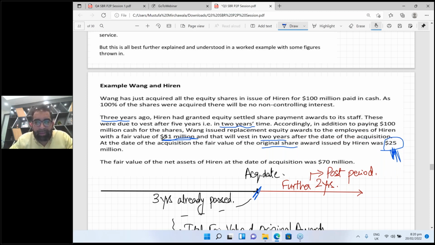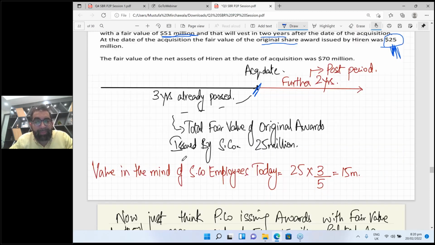Come on, check it. See, I've used some different wordings. Total fair value of the original awards issued by S company is 25 million. I was using the word responsibility on the shoulders of S company. Now I've used a different word: value in the mind of S company employees today. S company's employees were expecting this 25 into 3 upon 5. This is 15. So this relates to the pre-period.